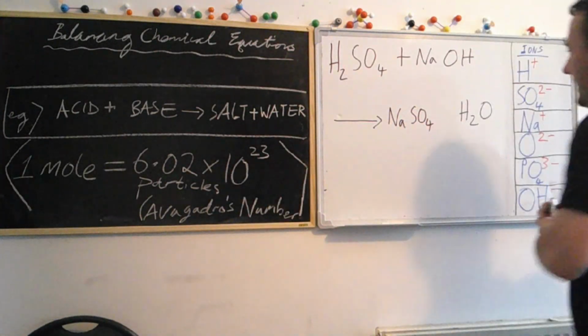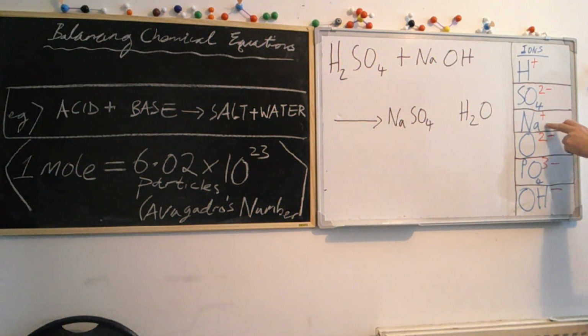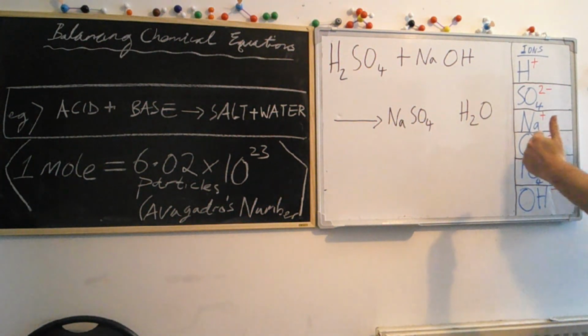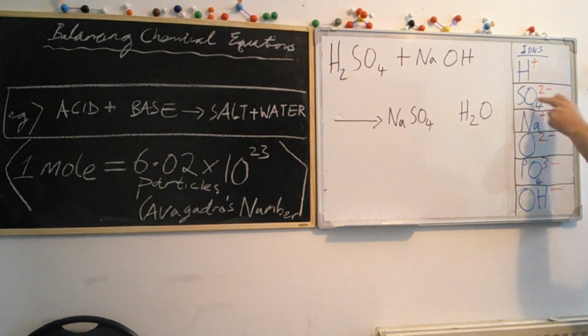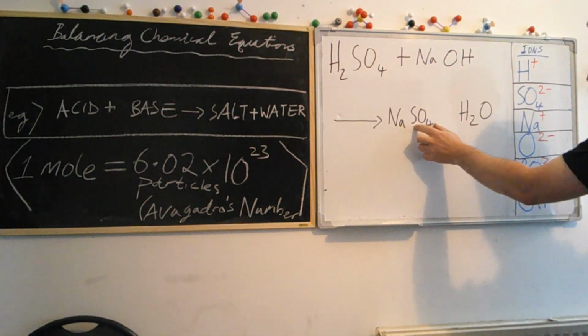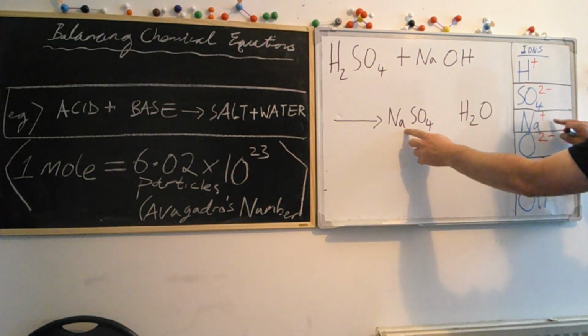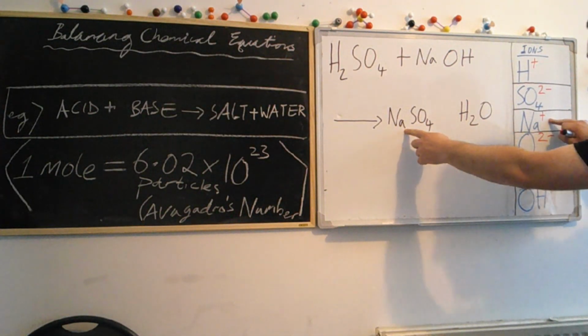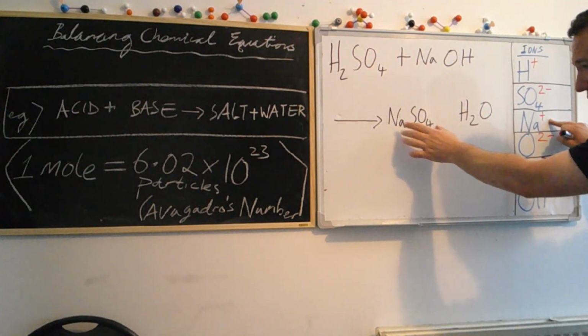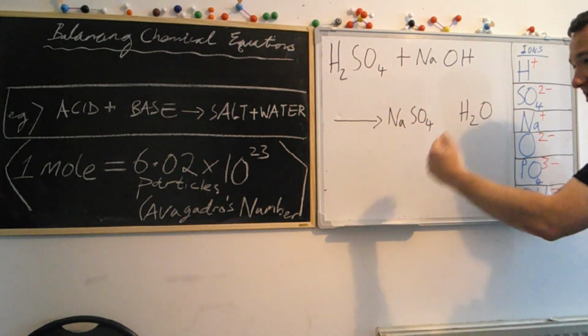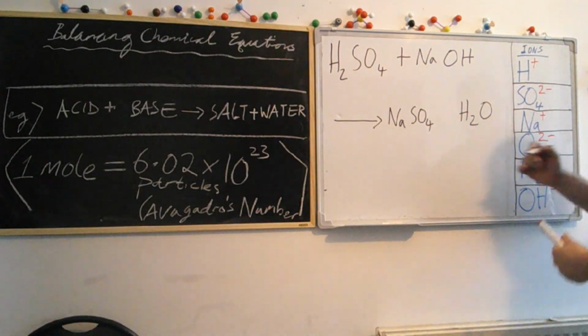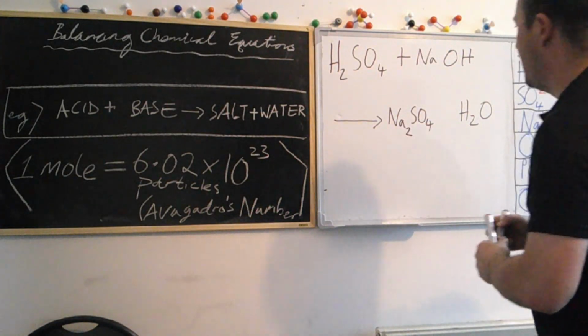Now with these ions here, we see that sodium loses one electron and sulfate gains 2 electrons. So this is 2 minus and this is plus 1. So I need 2 of these to make this 2 plus, so that the overall charge of this is 0. So I have 2 sodiums here.